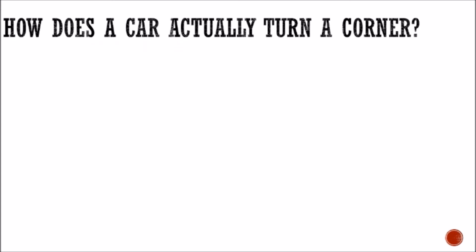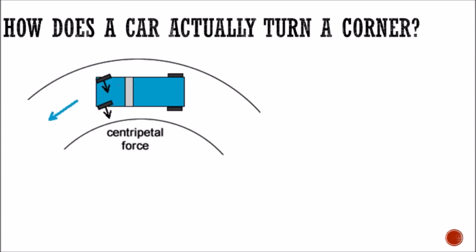So let's have a closer look. So let's say this is our car, and let's say we're the orange car. We're turning the corner. Now the car wants to travel in this direction. Okay, that's its velocity. It wants to travel to the left.